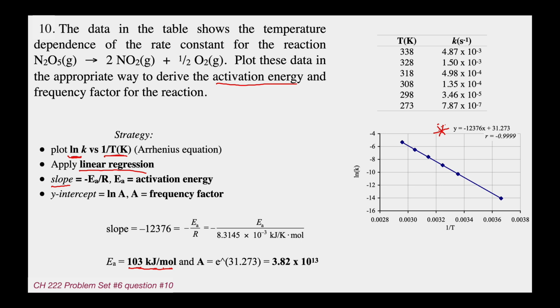A, to figure that out, the y-intercept equals natural log of A. So to get rid of the natural log, you take the anti-natural log, this little e to the x. So A equals e raised to the power 31.273. That crazy frequency factor, 3.82 times 10 to the 13th. Frequency factors are always positive numbers, and they're usually pretty big numbers. And again, in future courses, you might be able to use that. But for right now, let's just report it and be good to go. But the energy of activation, super important. That's the value for this N2O5 decomposition reaction.